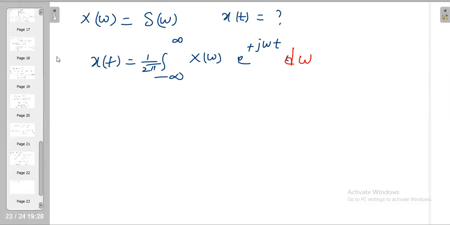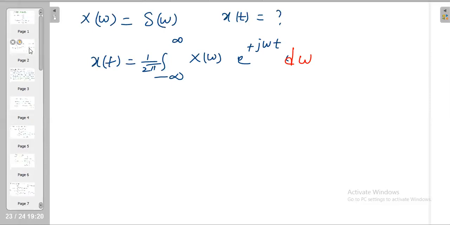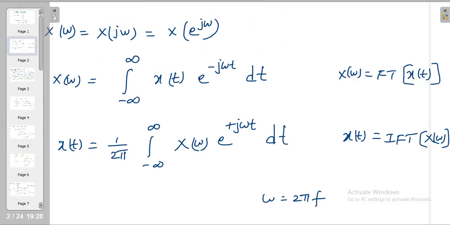That also we'll verify in our original formula. Again, the original formula also we wrote wrong. So this is d omega. See, if this is x of t, this is dt. If this is x of omega, this is d omega. Be careful there.